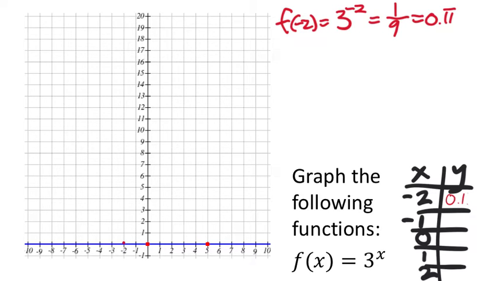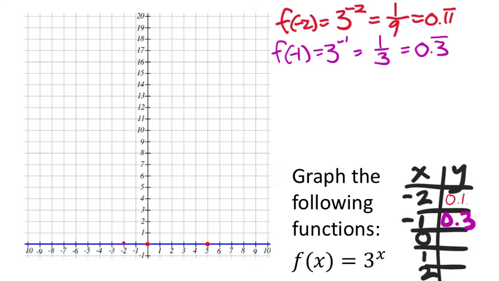Well, what about -1? Well, let's do this one in purple. Okay, so that's f of -1, right? So that'd be 3 to the power of -1. We've seen that already as 1/3, which is approximately 0.3. Now, I know the 3 repeats, but I don't really care about that because I can't fit hundredths on my graph anyways. So I'm just going to use 0.3.